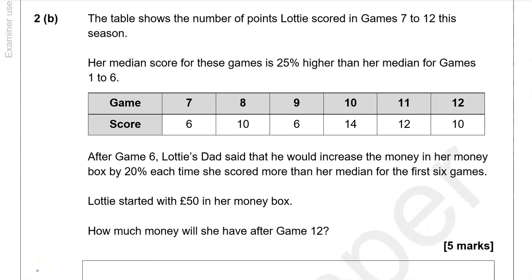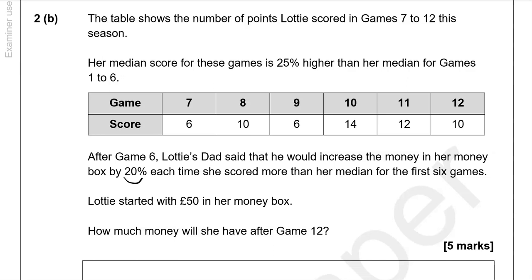The table shows the number of points Lottie scored in games 7 to 12 this season. Her median score for these games is 25% higher than her median for games 1 to 6. After game 6, Lottie's dad said he would increase the money in her money box by 20% each time she scored more than her median for the first 6 games. Lottie started with £50 in her money box. How much money will she have after game 12?